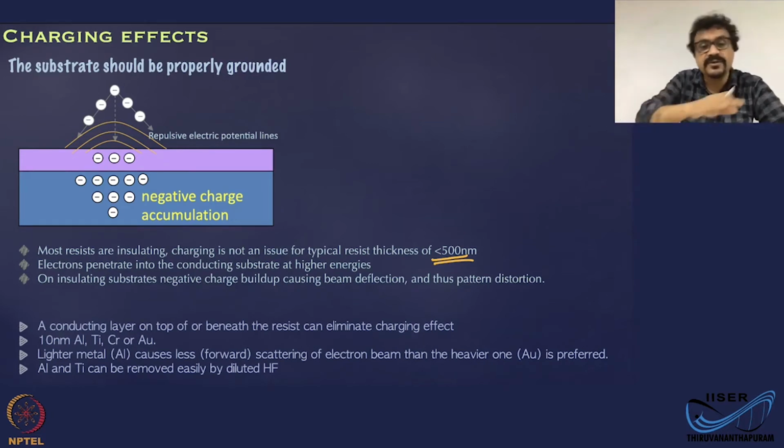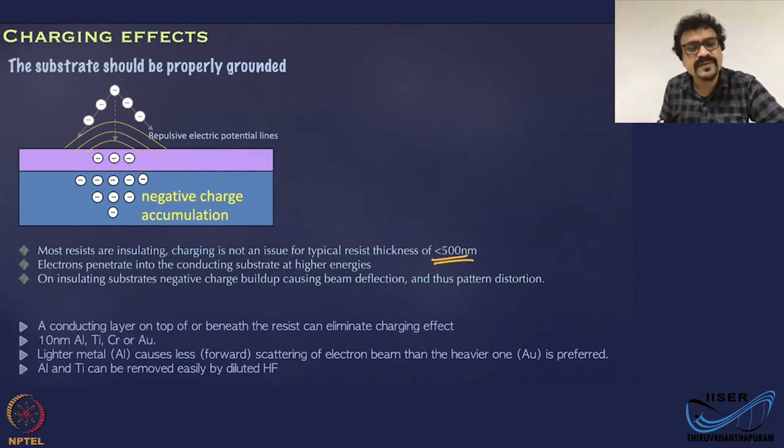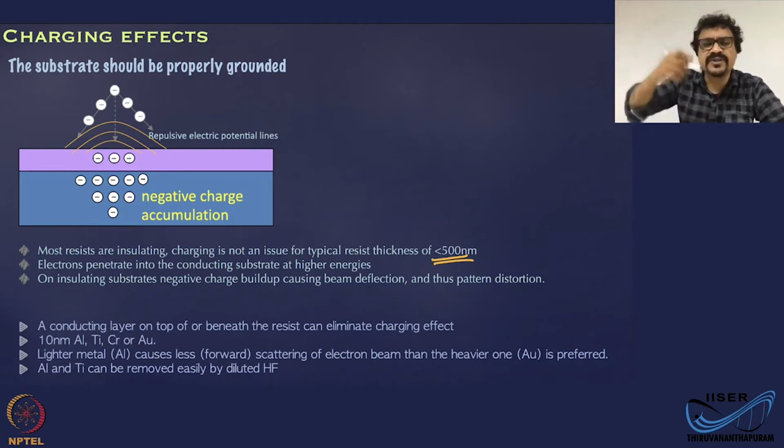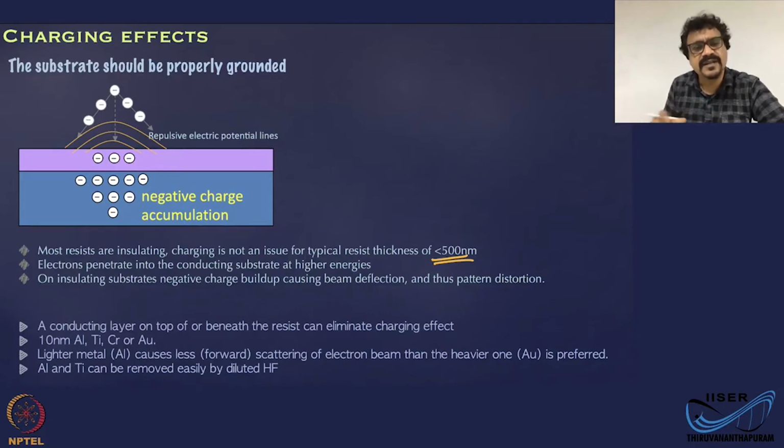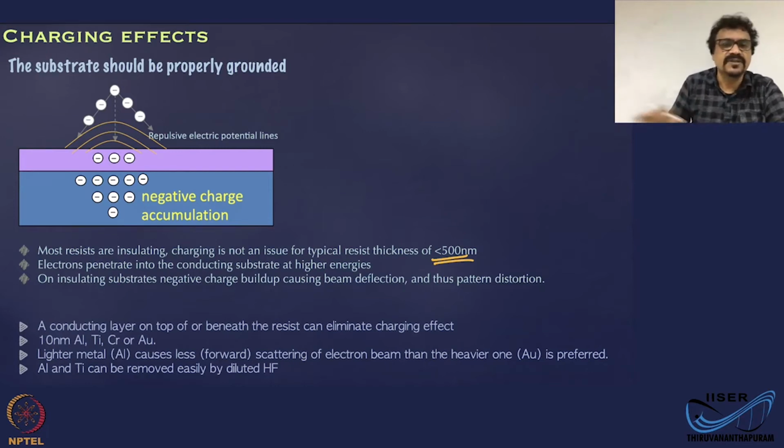Okay, and after that, you can coat a very thin layer of gold, a few nanometers of gold or chromium, titanium, or any other metal which you can easily remove. This thin metal will not pose any hindrance to the electron beam. It will be transparent, it will pass through, but the charge grounding will be taken care of by the metallic nature of this layer.